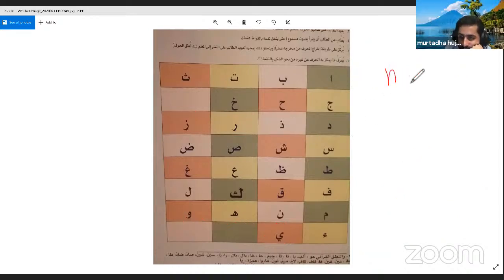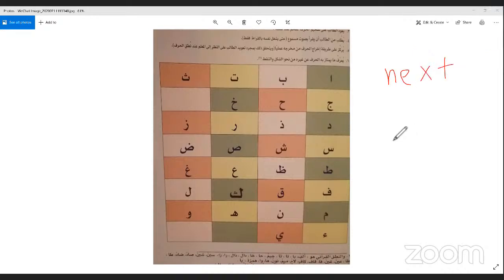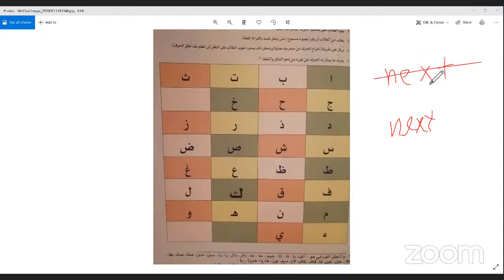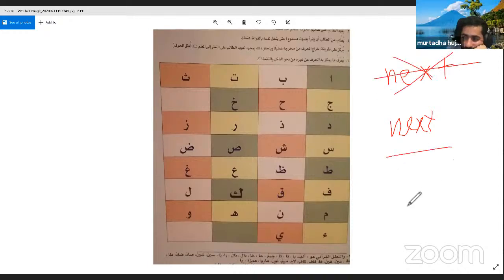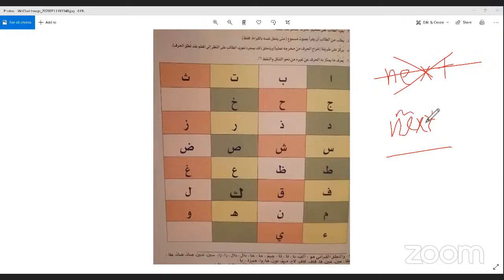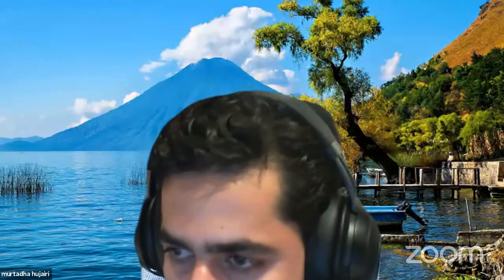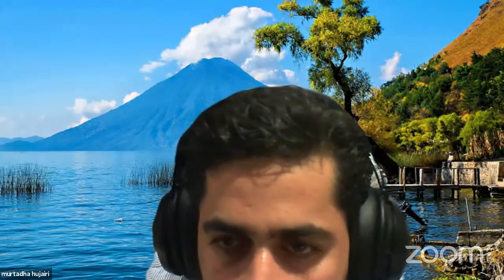In English, you will read next like this, or you will read this one. Also next, no? In Arabic, you cannot write like this. You have to write the letters connected, and you have to know the rules of connecting. So the second thing the teacher will give you is this.